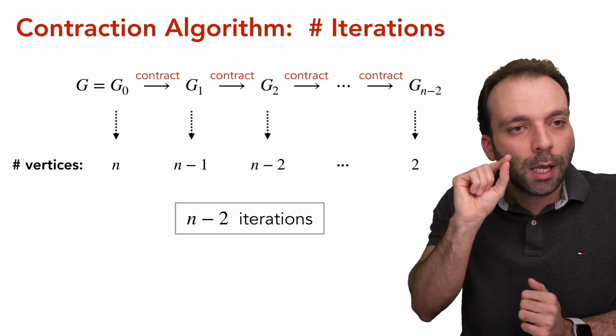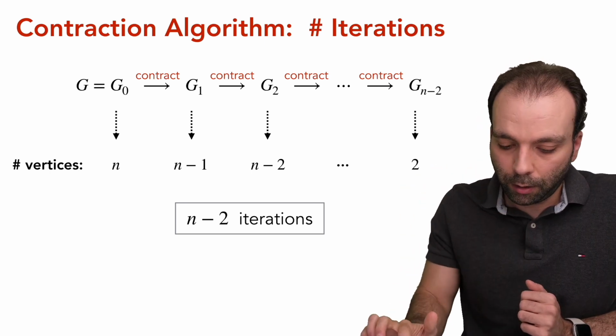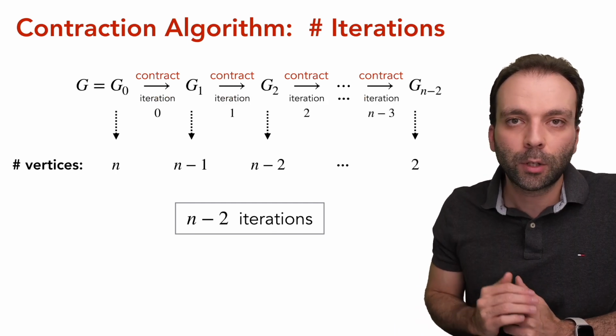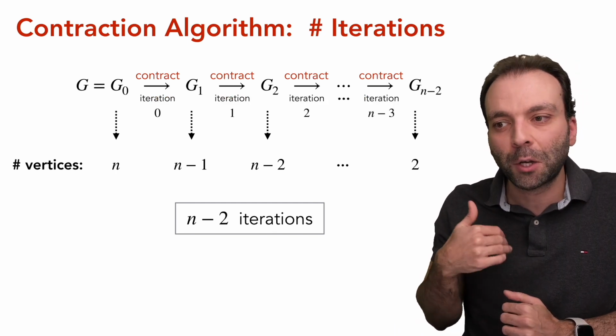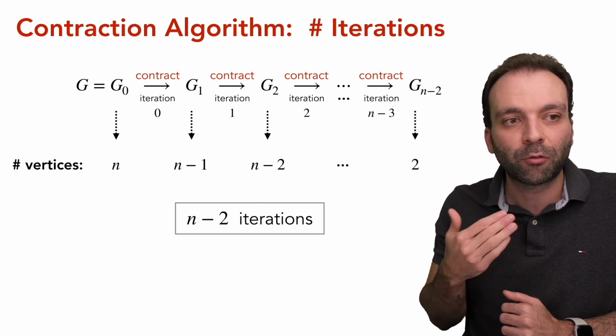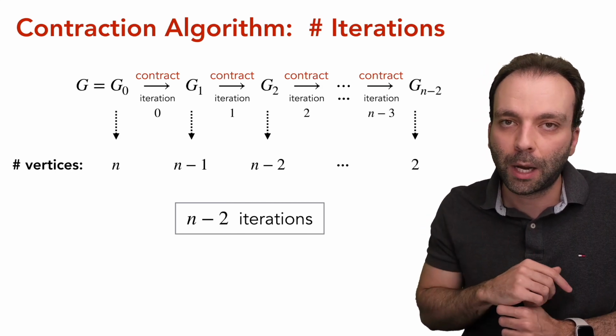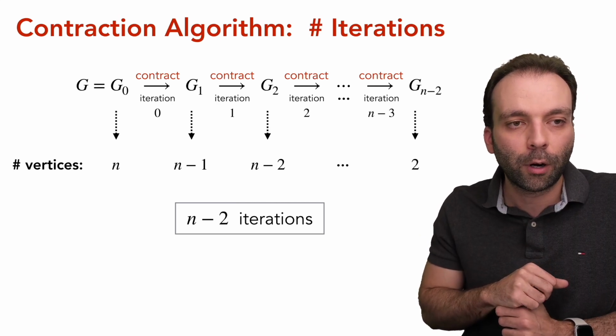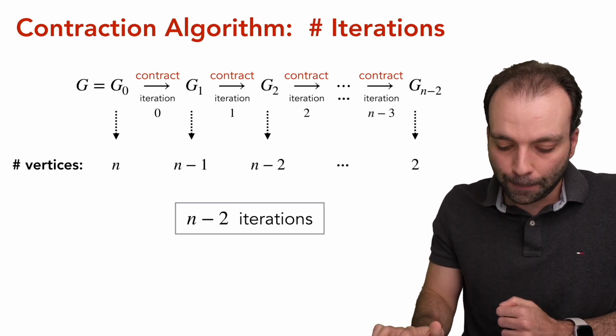Now the iterations here, I'm going to label them, or index them, I should say, as follows. The first iteration, I'm going to think of it as iteration 0. The second iteration, I'm going to think of it as iteration 1, all the way up to iteration n-3. That's going to be a convenient indexing when I do the analysis of the algorithm. So something to keep in mind.